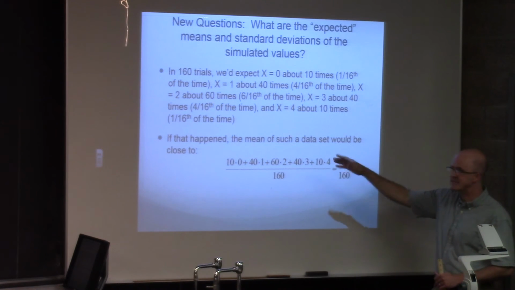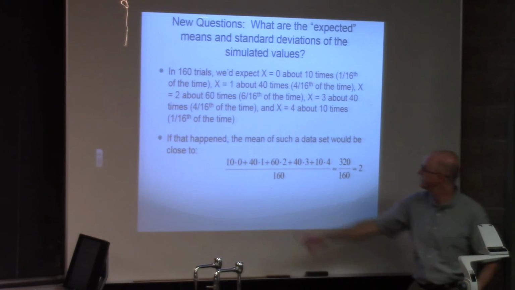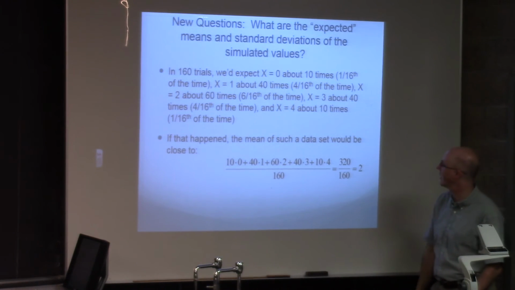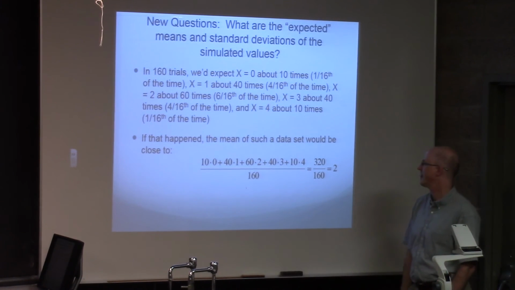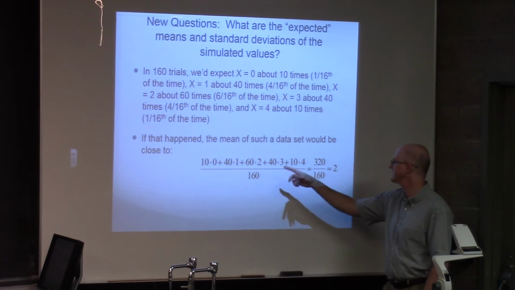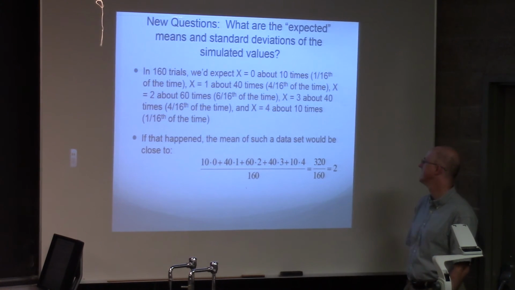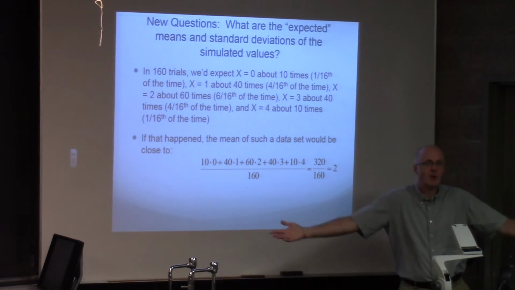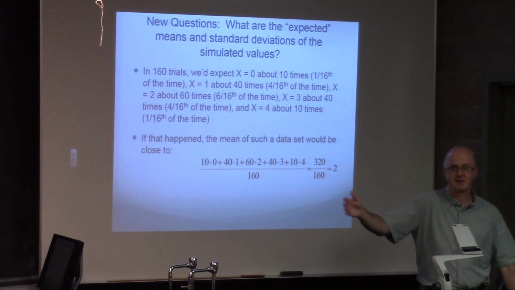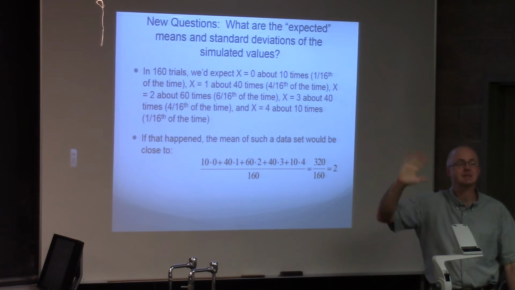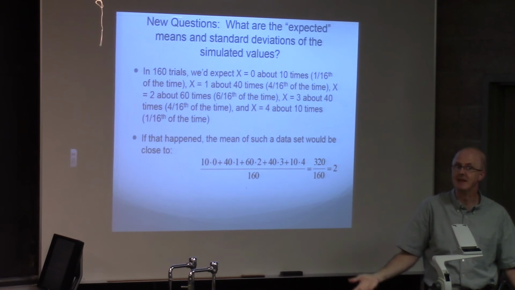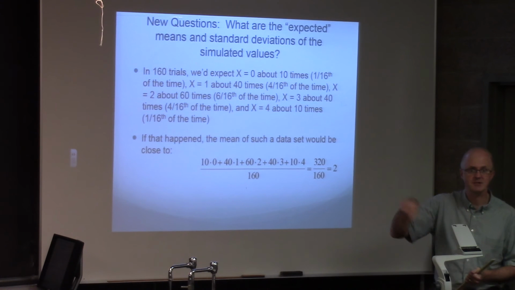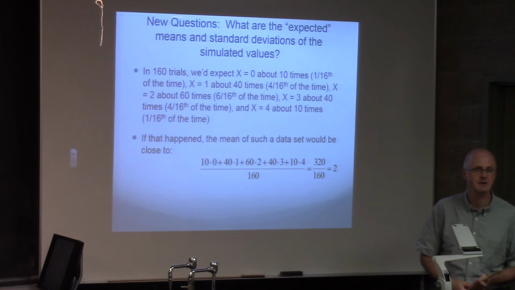Add up the sum of all those 0s, 1s, 2s, 3s, and 4s, meaning use these weights, how often they occur, to do the adding. You have 10 zeros, 40 ones, 60 twos, 40 threes, 10 fours, and divide by the number of trials, 160. You get 2, which is what you would expect for the mean, right? 0, 1, 2, 3, 4, it's a symmetric distribution centered at 2. 2 is the most likely value. And it's also what you would expect from the average, because that distribution that I showed you in the table is symmetric.